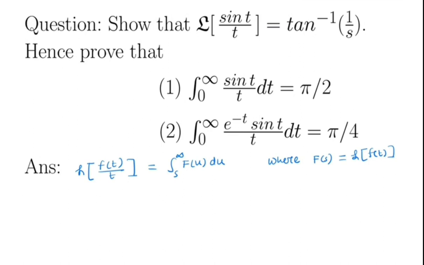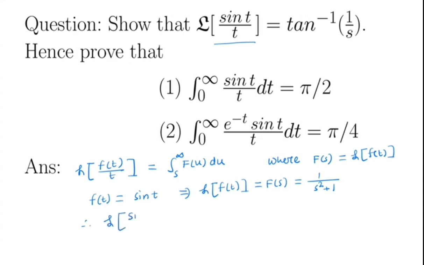Now, since we need to find the Laplace transformation of sin t by t, here we take our f(t) equal to sin t. So, what will be the Laplace transformation of sin t, which is F(s)? We know that the Laplace transformation of sin t is 1 by s squared plus 1. So, the Laplace transformation of sin t by t is the integral from s to infinity of 1 by s squared plus 1 ds.